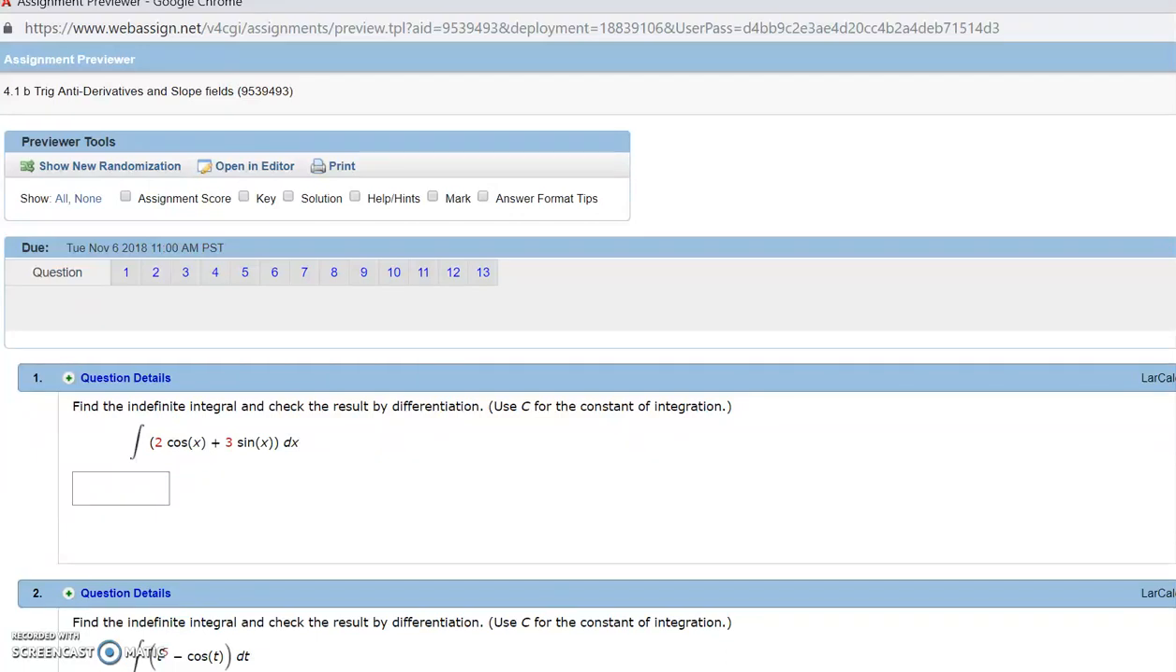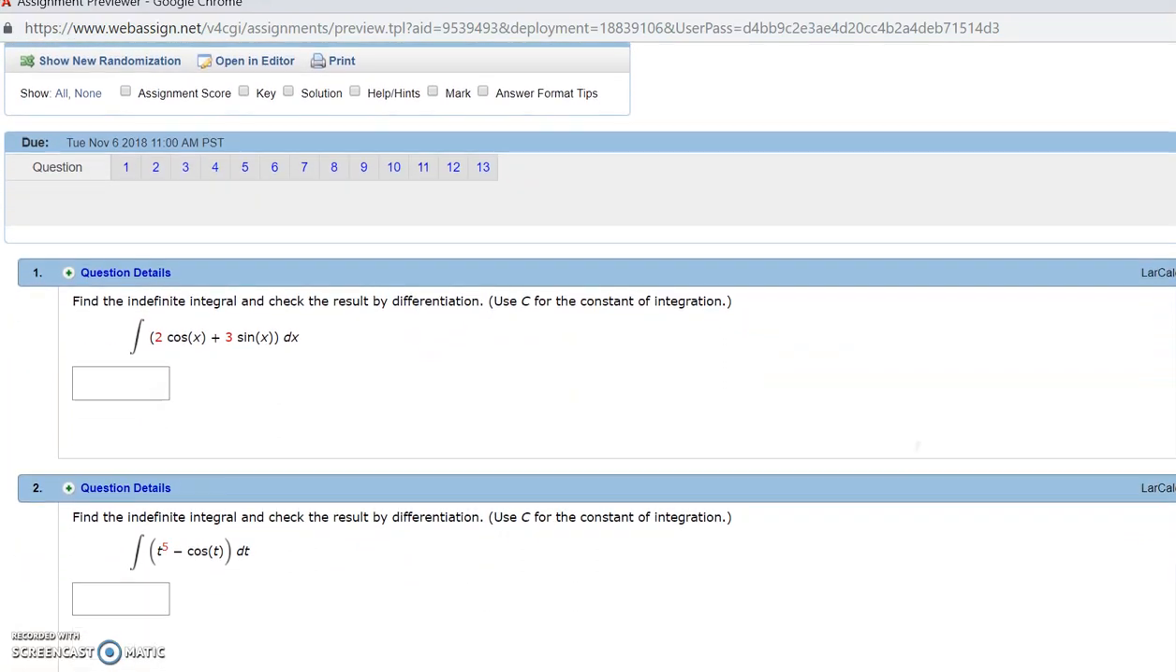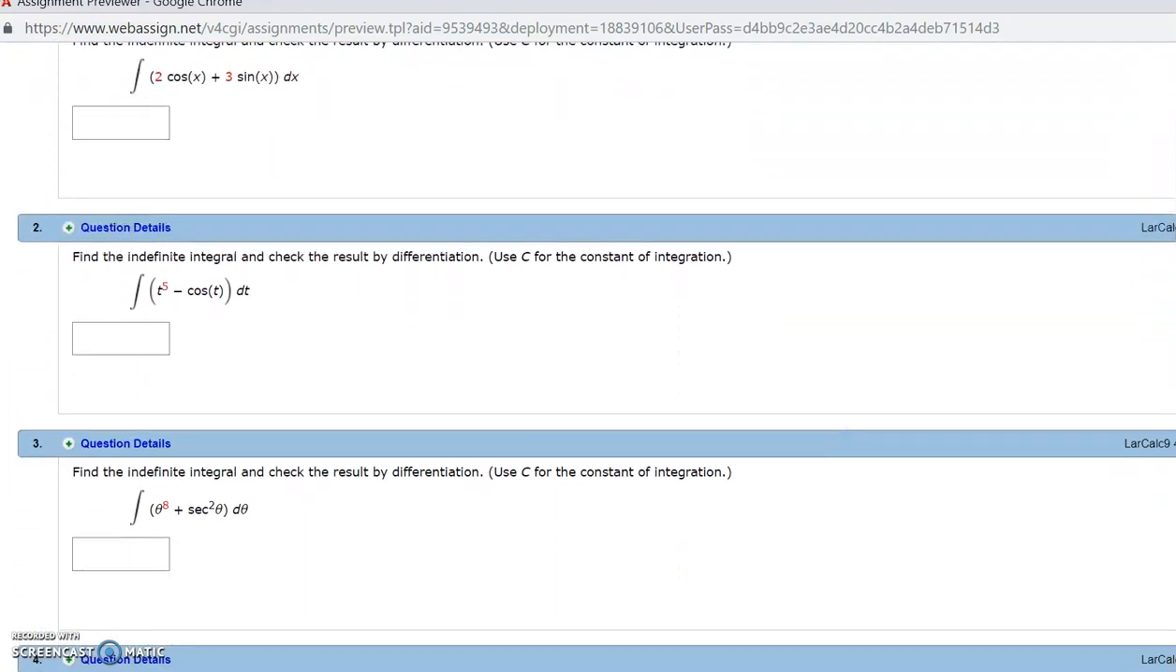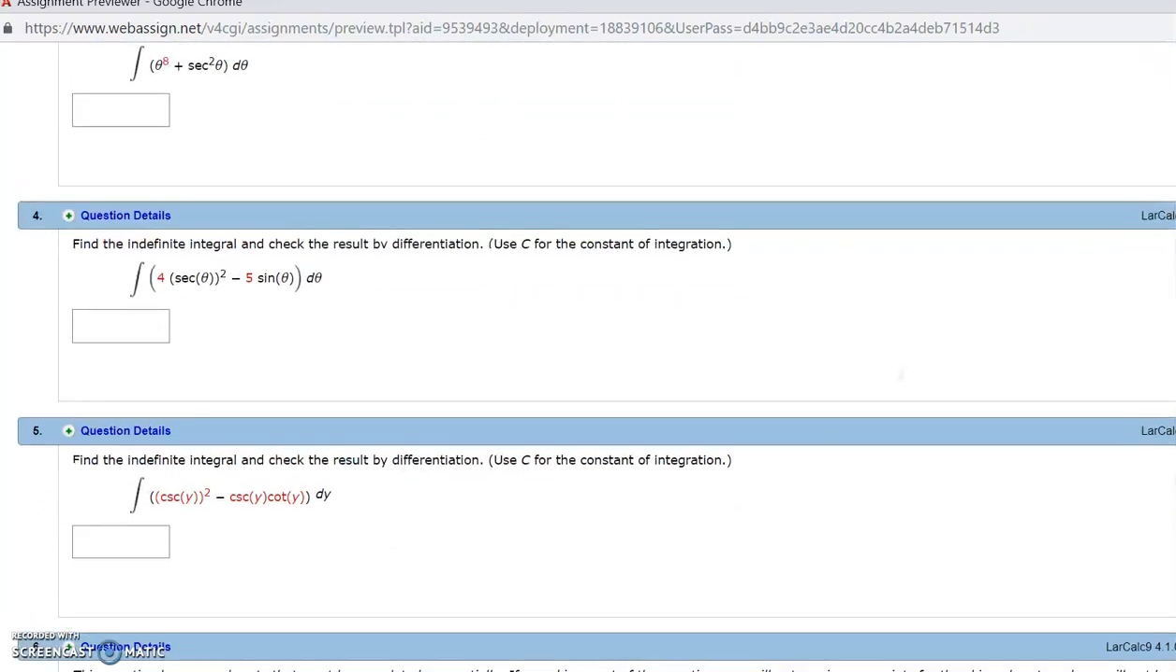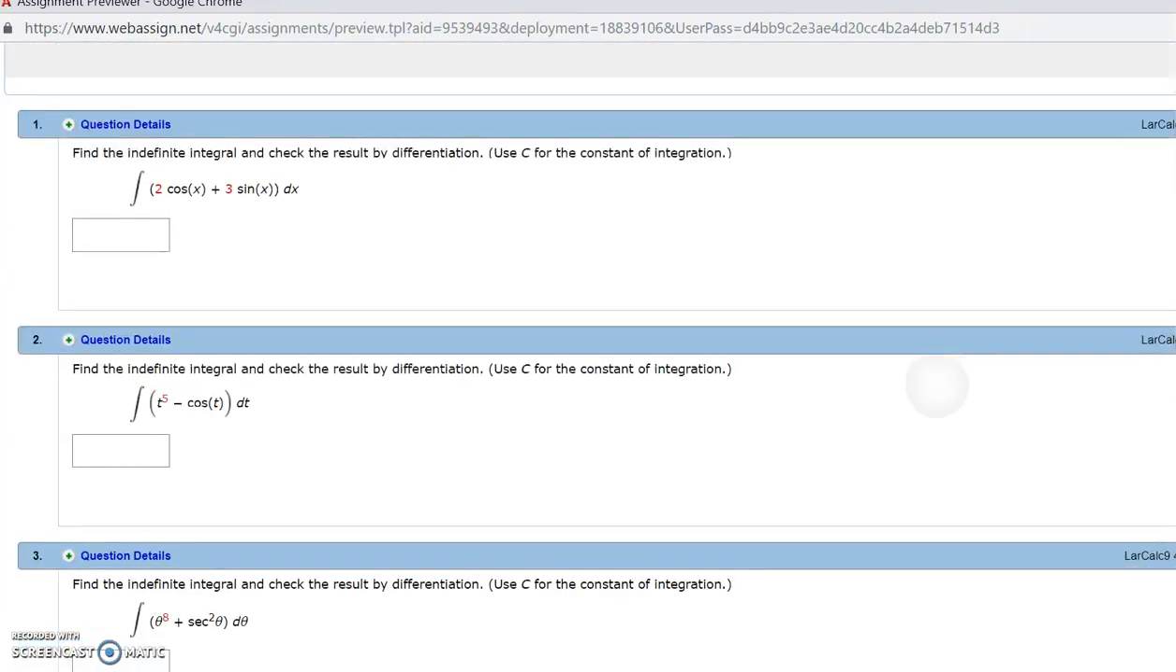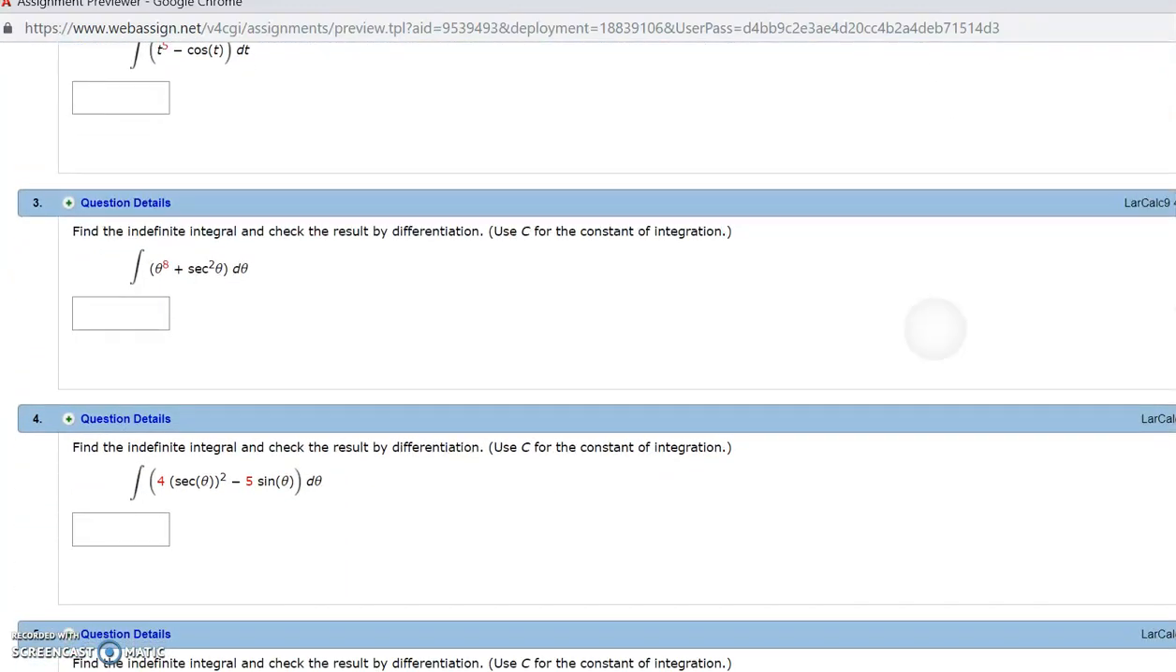Okay, so we're talking about 1.4b here, which was antiderivatives of trig functions. I'm looking over here at WebAssign, which is what I would like you to be working on while I'm not at school today. You've got antiderivatives and slope fields, and pretty much straightforward sine, cosine, tangent problems. I wanted to do number 3 with you really quickly, and you will have a slightly different problem than I do.